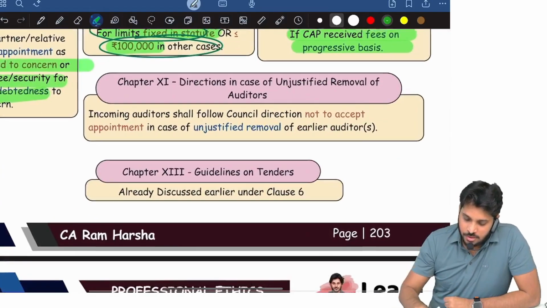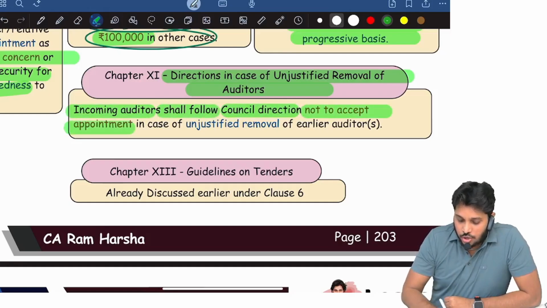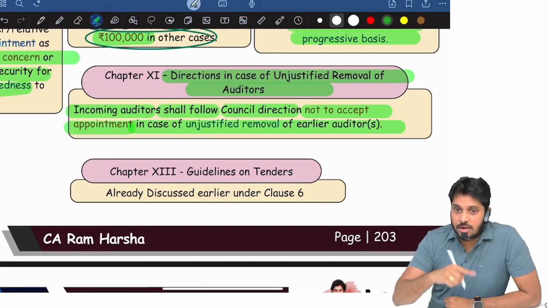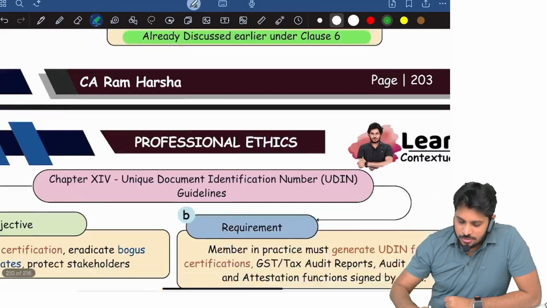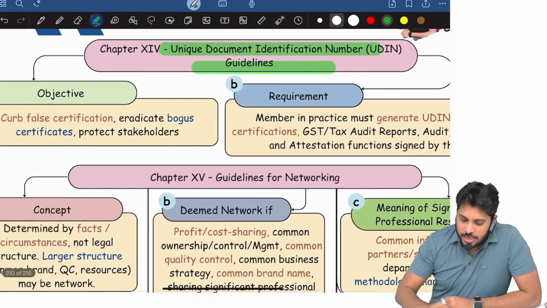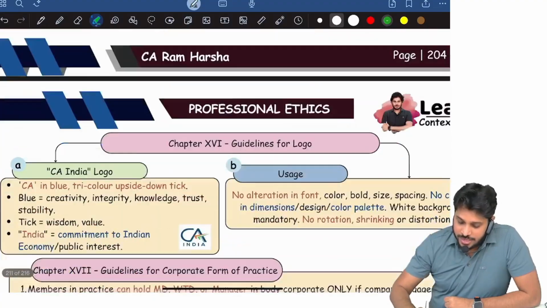Next, directions for unjustified removal of auditor. The incoming auditor shall follow the council direction not to accept appointment in case the earlier auditor was removed in an unjustified manner. That's normal. And guidelines on tender, which are already discussed in clause number 6. And UDIN, we already know. Okay, UDIN I'm not covering. Guidelines for networking, I'll come back to these networking guidelines at last.